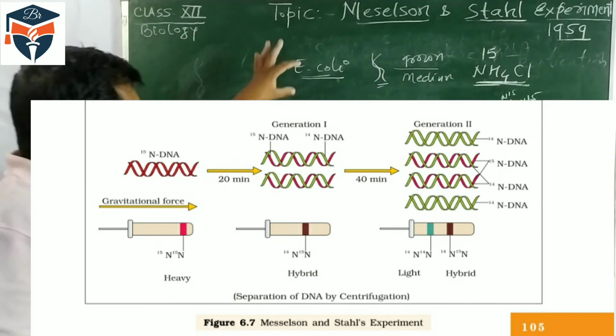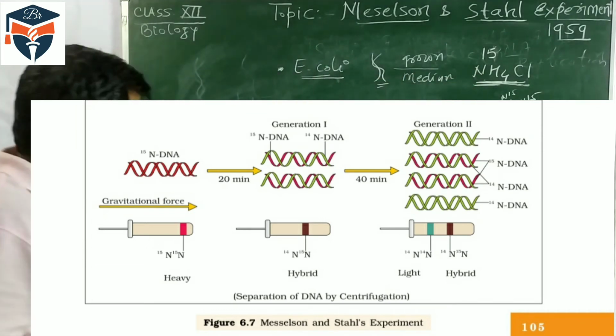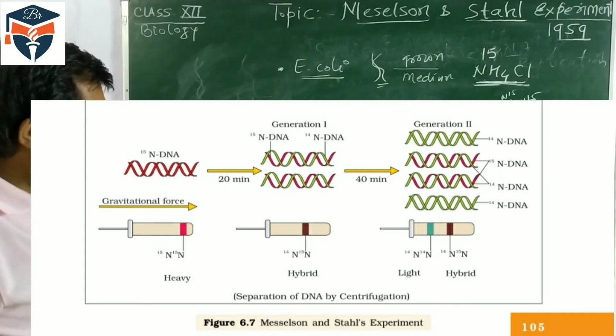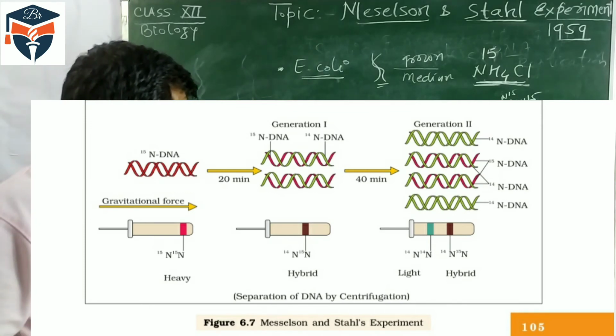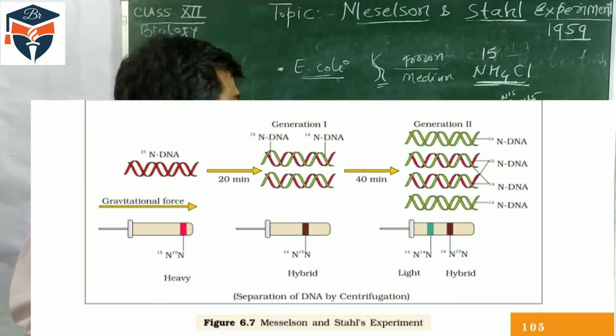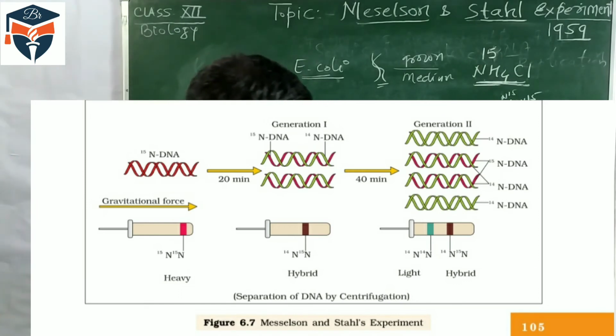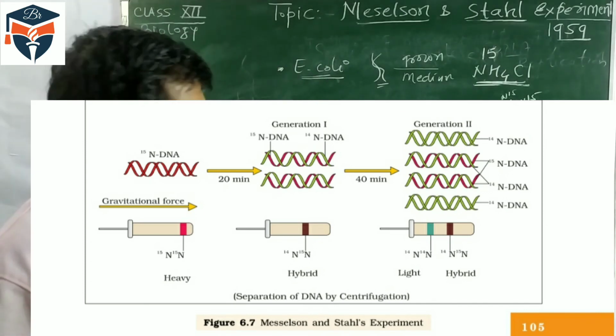Now, when the DNA is grown in the medium with N15, the DNA is labeled with N15. Then they transfer it to the medium NH4Cl having N14. After 20 minutes, the lifespan of the E. coli, what do we get? 100% of the DNA are hybrid DNA. It means one is the parental strand and one is a new strand. So it is called semi-conservative replication.